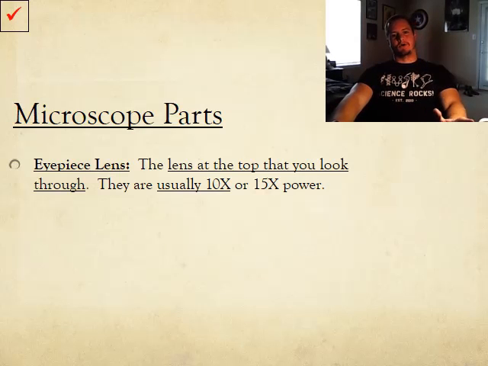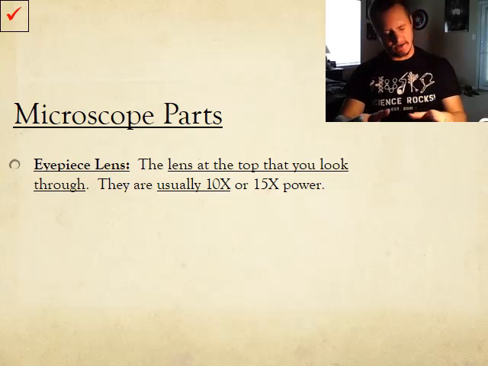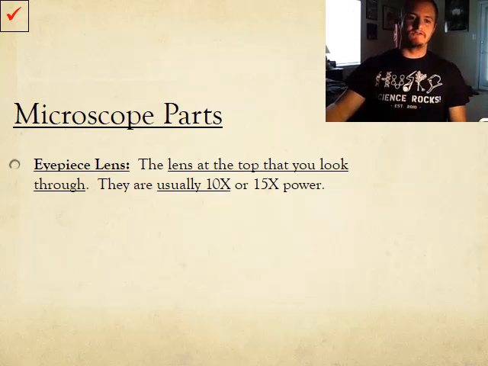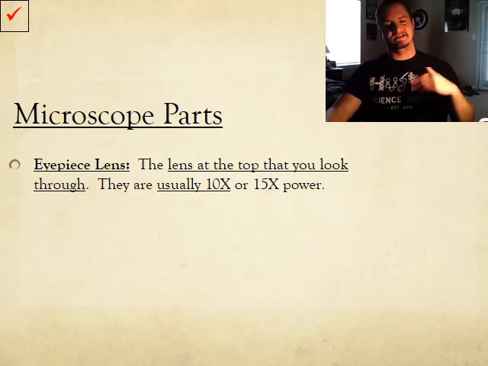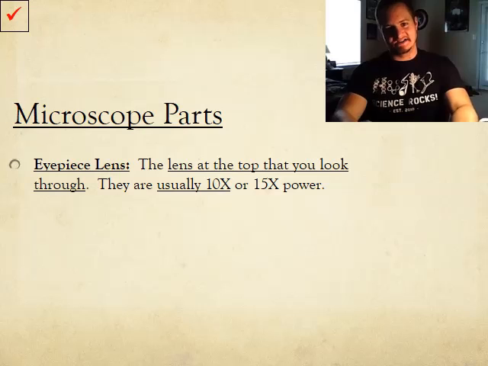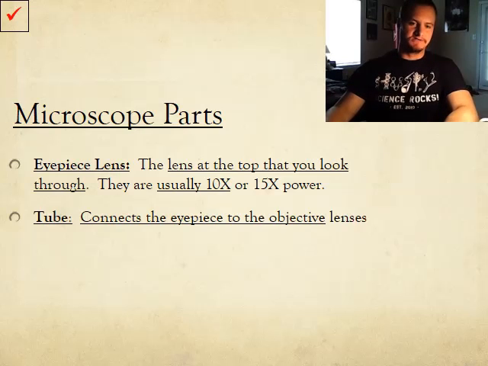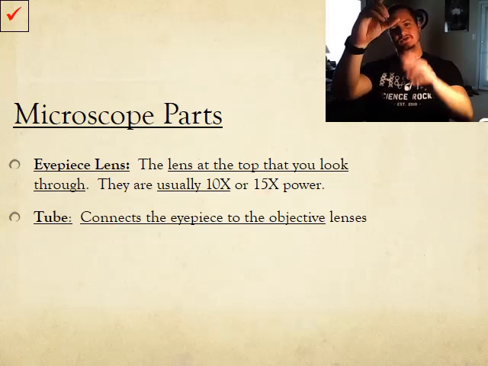So the microscope parts. The eyepiece. So the eyepiece lens, or the ocular lens, is the lens at the top that you look down through. Now, usually these are about 10x or up to 15x in power. We'll discuss more about the x's and magnification power once we get towards the end of the PowerPoint. The tube, or body tube, connects the eyepiece to the objective lenses.